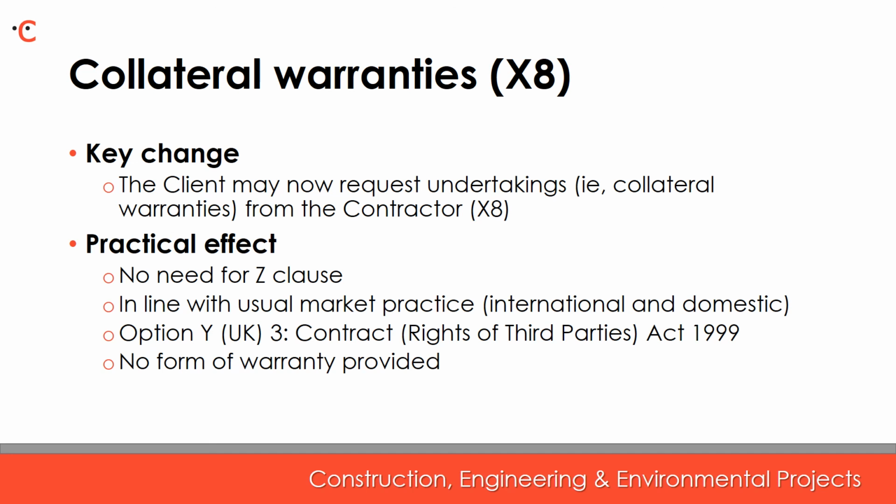Next, we deal with collateral warranties. NEC4 also includes a secondary option, option X8, to allow for the provision of collateral warranties to third parties from contractors and subcontractors, which users previously had to incorporate using the Z clauses. This collateral warranty option was previously only available in the professional services contract under NEC3 as a secondary option.